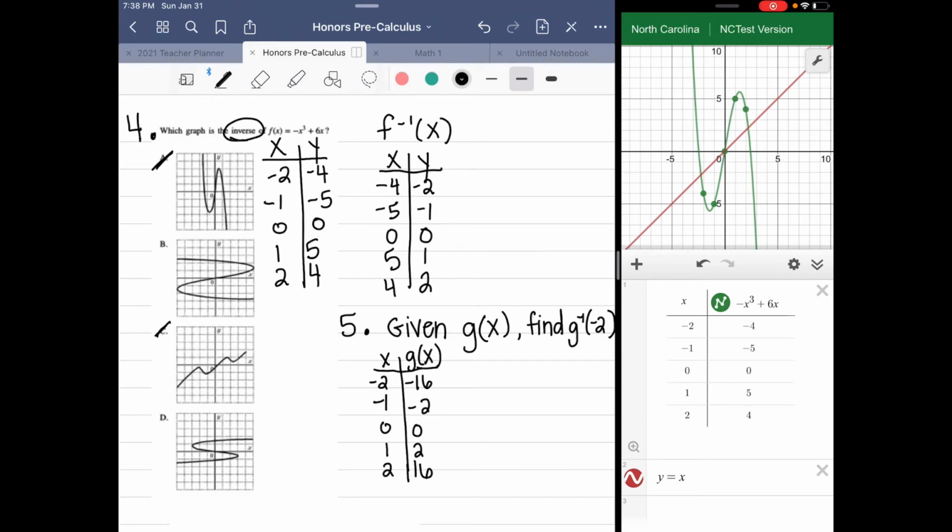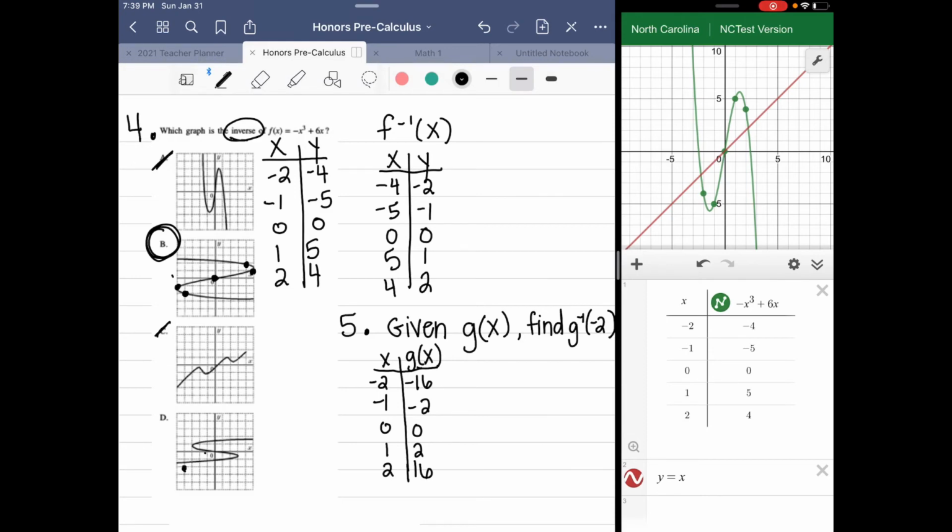So I'm going to start. So I have negative 4, negative 2. So if I go to B and I go to negative 4, negative 2, I do have a point there. Then I have negative 5, negative 1, 0, 0. Then I'm going to check 5, 1. And then I have 4, positive 2. And those points do fall there. So would D work? If I go to negative 4, negative 2, that does not fall in that graph. So the answer here is going to be B. It's all about being able to identify the original values and then flipping those x and y values, that domain and that range.